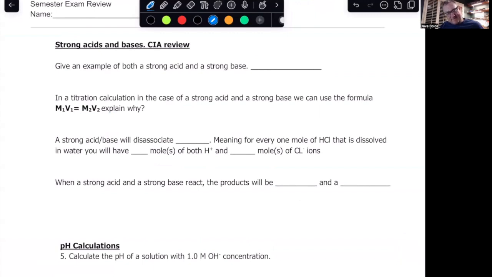Okay, an example of a strong acid and strong base. There are 6 strong bases and 7 strong acids. So for example, and you'll have a list of these, by the way, HCl and NaOH. That's a strong acid and a strong base. And what makes those important, we'll talk about right down there.